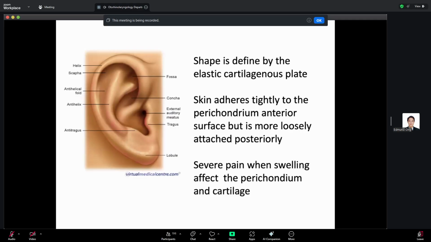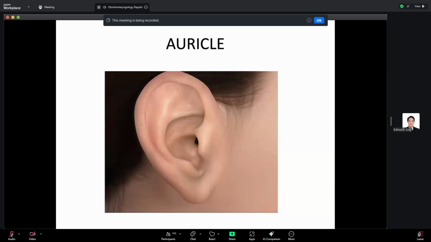The shape is defined by the elastic cartilaginous plate. So once you have necrosis of your cartilage, your pinna will look different from most. Okay, next slide. So this is the auricle. Next slide.